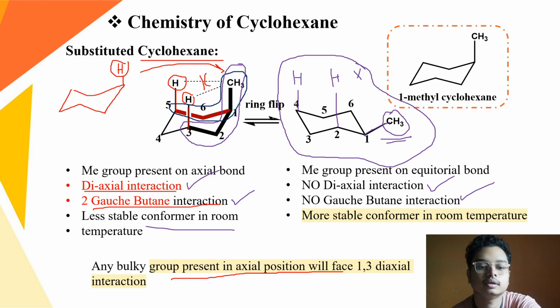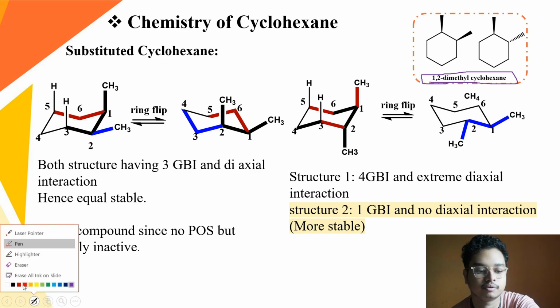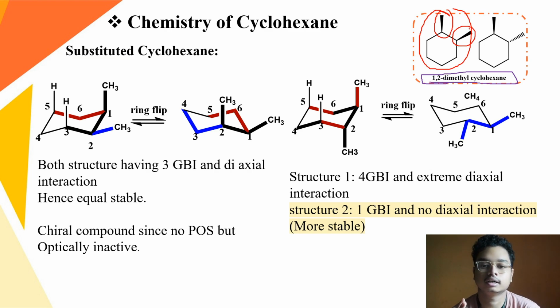Okay, now we are discussing disubstituted cyclohexane, that is 1,2-dimethyl cyclohexane. Now this 1,2-dimethyl cyclohexane can be present in two different forms. One is the cis form, where both are present in the same direction, that is, both CH3 are on the bold bond. And one is the trans form, where one is away from the observer and one is near to the observer.